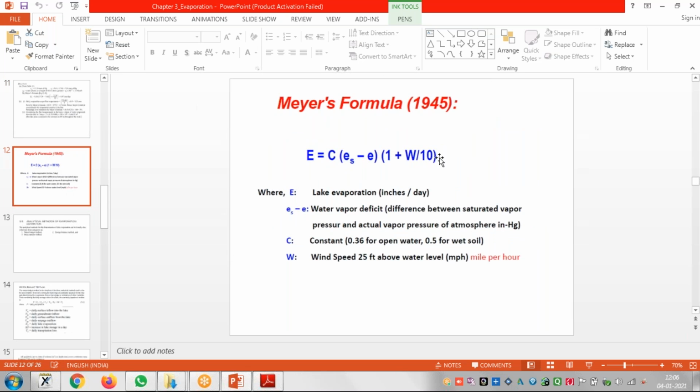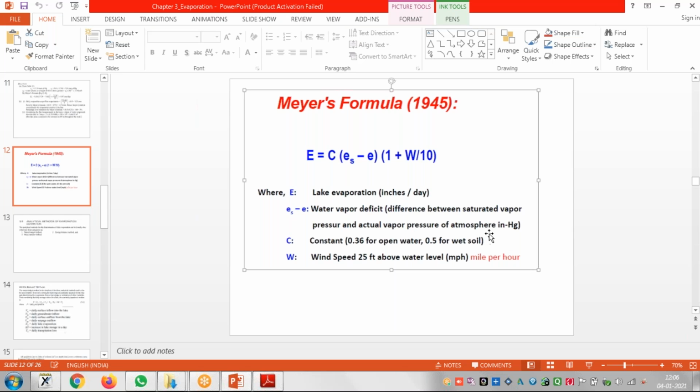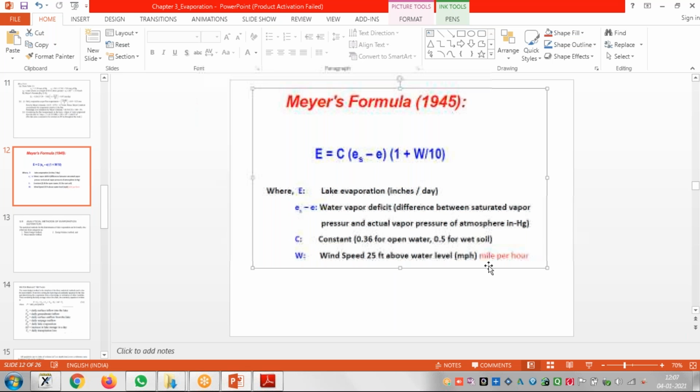See, Meyer's formula 1945 is also given. Lake evaporation in inches per day, that is E = C into (ES minus E) into (1 plus W divided by 10). So ES minus E is the water vapor deficit. E is what? Lake evaporation in inches per day. C is what? Constant, 0.36 for open water and 0.5 for wet soil. W is the wind speed, 25 foot above the water level in mile per hour.